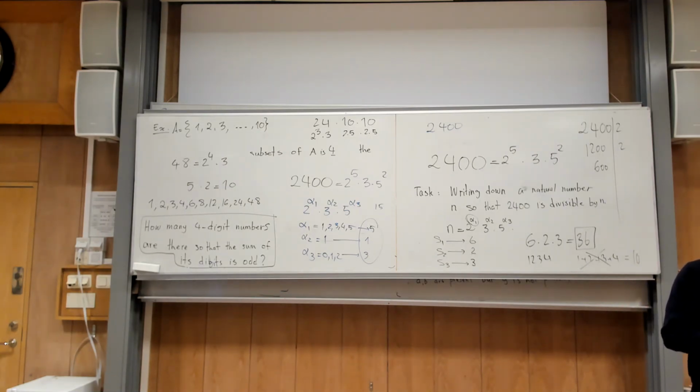To create an odd sum of the digits, you need either 1 odd digit or 3 odd digits in the number. And there are 8 different ways of creating a 4-digit number with those combinations. So it's one odd and the rest even on each position, and then 3 odd with 1 even on each position.